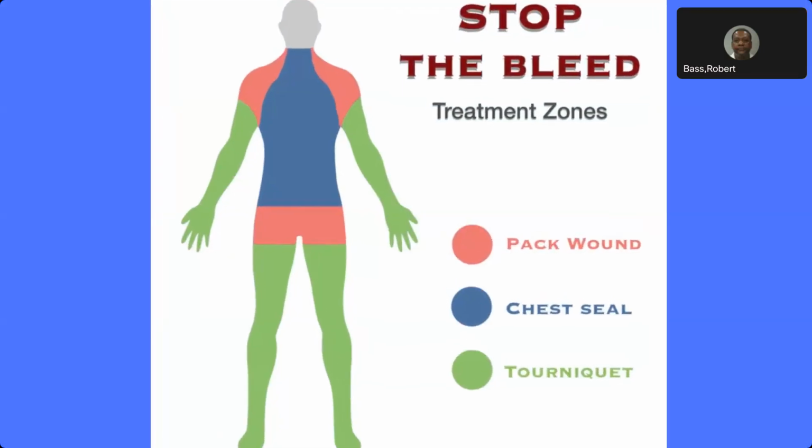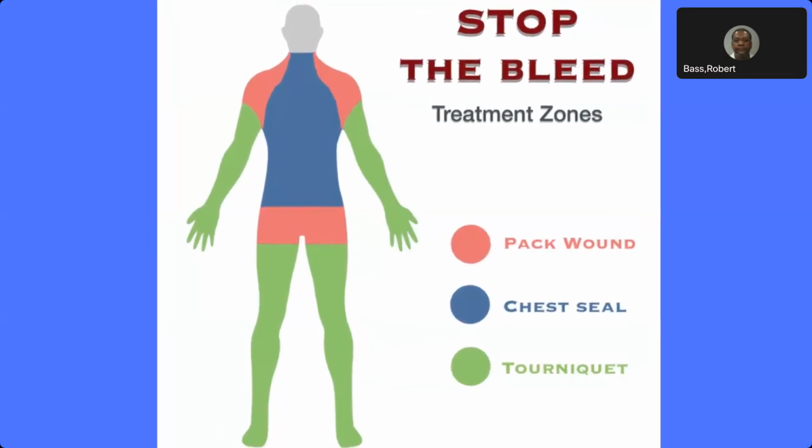All right, so we've got our different treatment zones when it comes to stopping bleeding. We've got the pinkish color. These are areas that are non-tourniquet friendly. So with these particular areas, what we want to do is provide that direct pressure along with wound packing as well to stop the bleed.